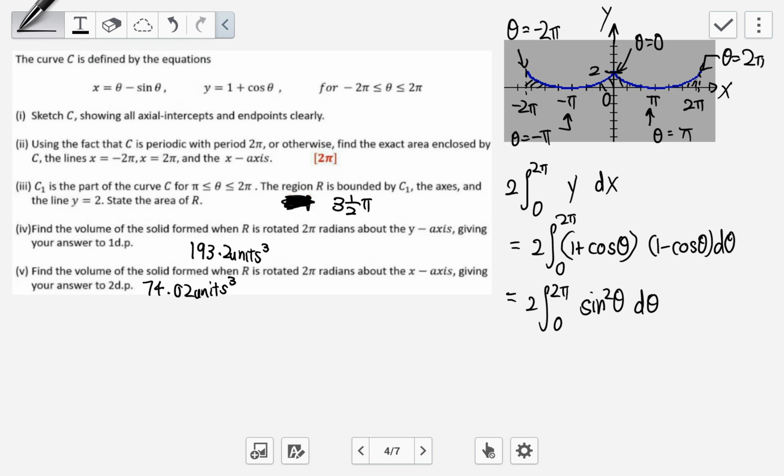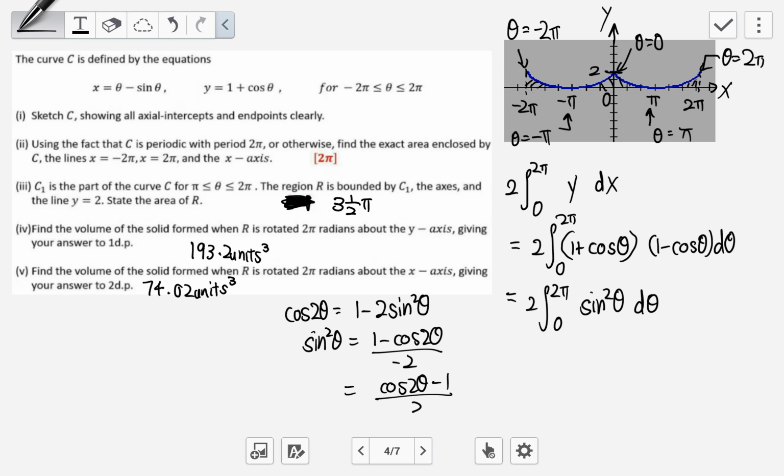And then we don't know how to integrate this, so I'll just use the trigonometric identity, cosine 2 theta equals 1 minus 2 sine square theta, and replace sine square theta. Sine square theta is actually equal to (1 minus cosine 2 theta) over 2, which is equal to, actually, it is (cosine 2 theta minus 1) over 2. I write it this way.